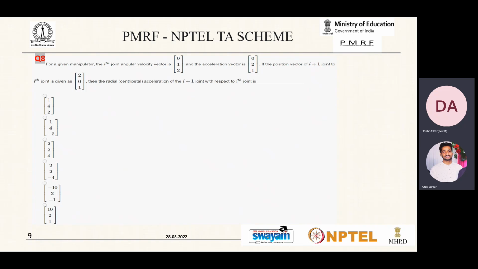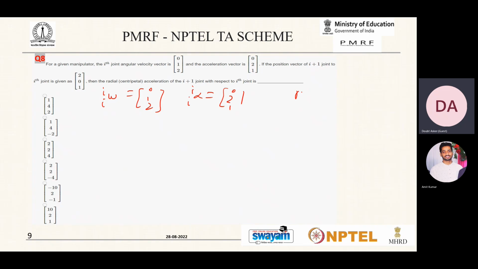Moving forward, we again have a similar question. Now again, what are we given? Angular velocity is given, so that means omega i is given as 0, 1, 2. Then the acceleration vector is given, that means alpha i is given, that is 0, 2, 1. And P is given, i plus 1, that is 2, 0, 1.